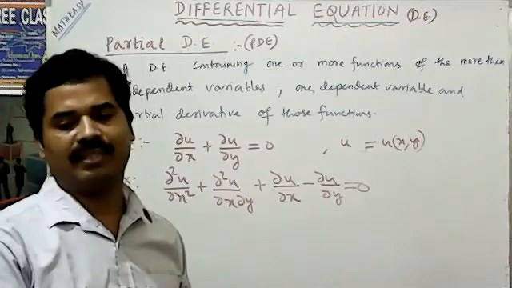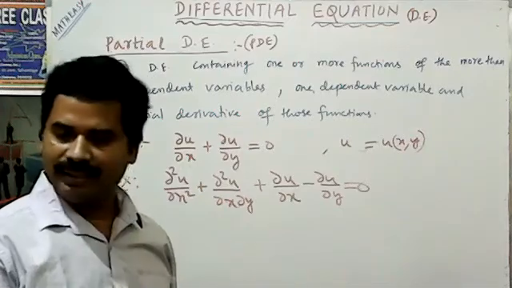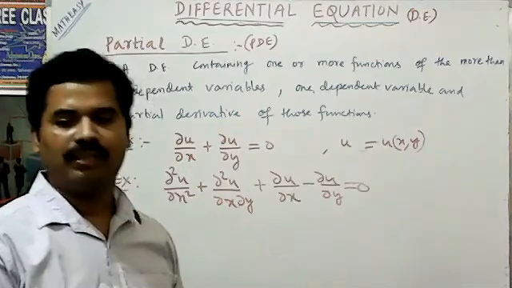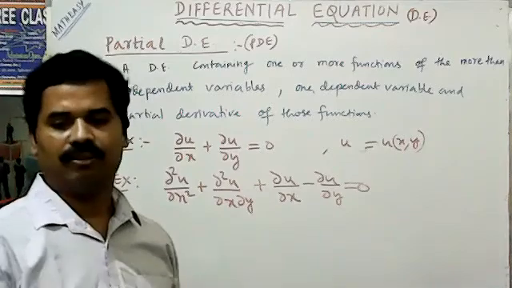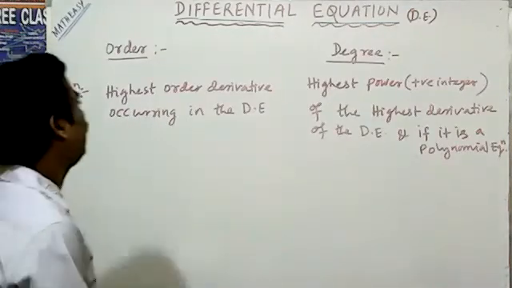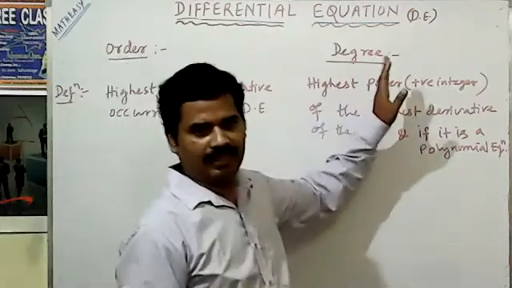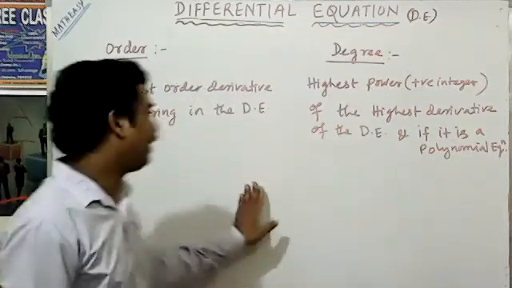In ordinary differential equations, what is the order, what is the degree, then what is homogeneous, what is heterogeneous or non-homogeneous, and then what is linear. Next, we'll tell. Okay. What is order and what is degree? Order क्या है? Degree क्या है?